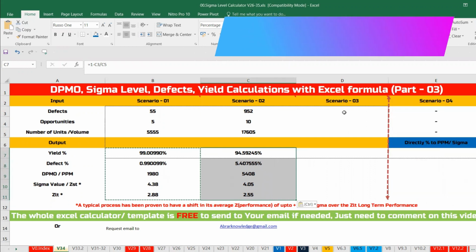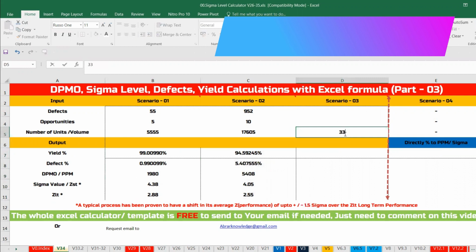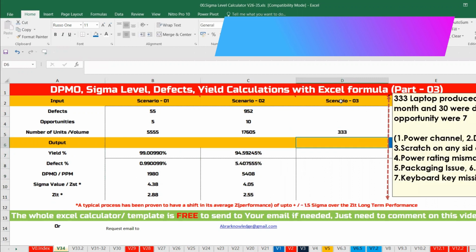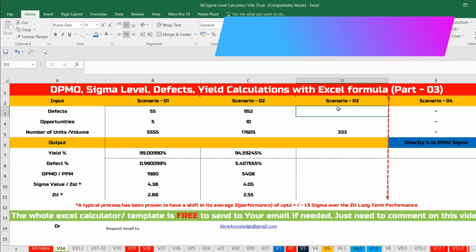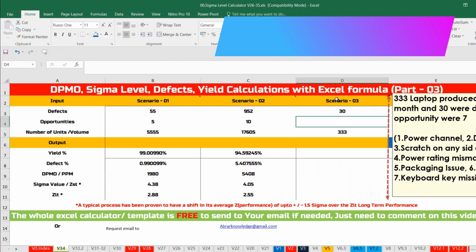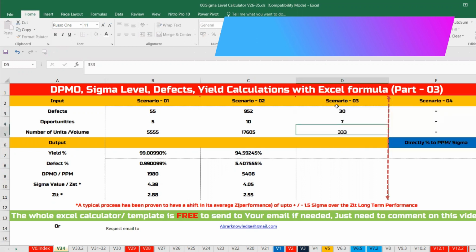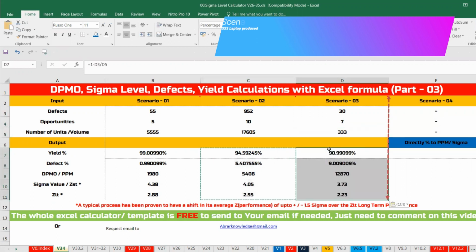333 laptops. So this is the 333 laptops being produced, and 30 defects were found, and then 7 are the opportunities, and then I'm just copy pasting here. That's it. So you can just calculate.